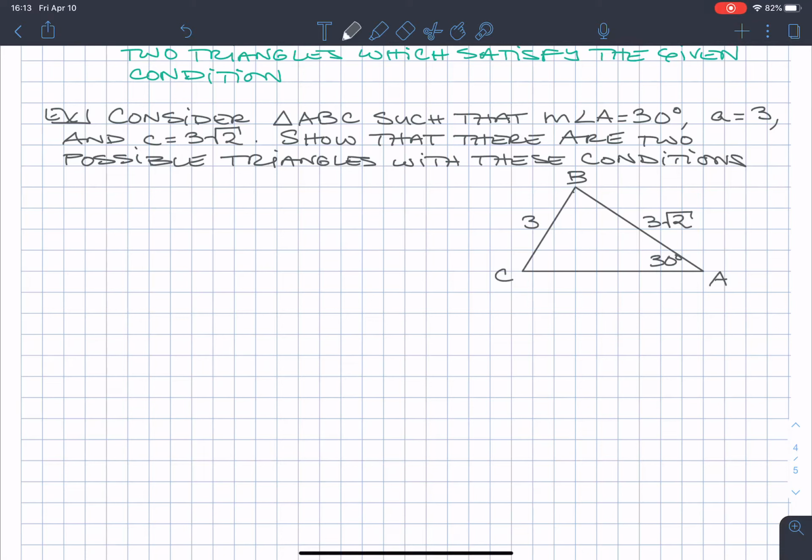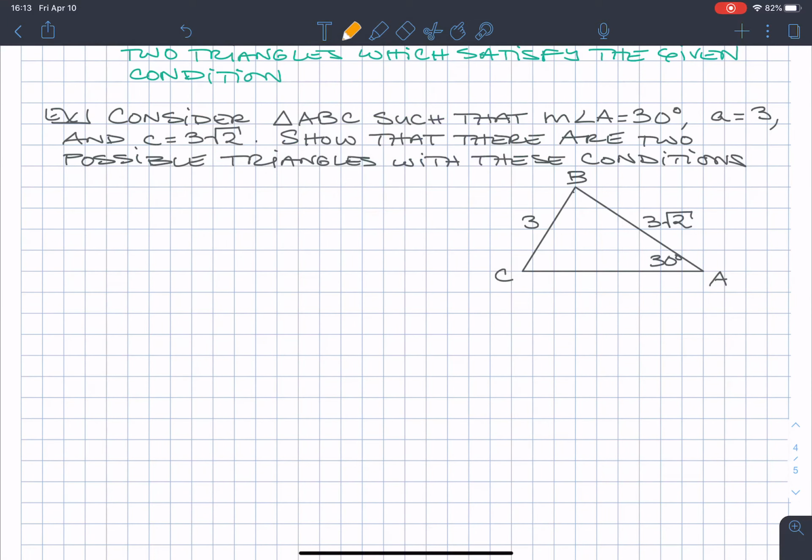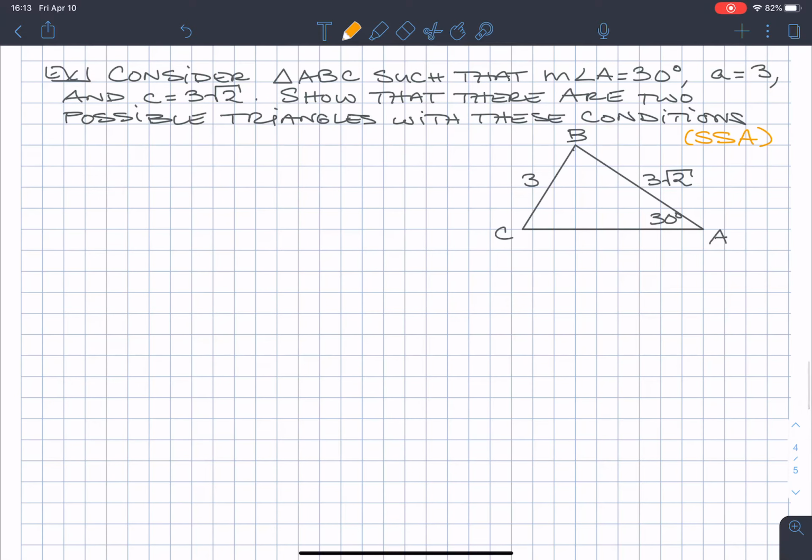Okay, so notice this is the case. What am I given here? I'm given side, side, angle. Do you agree it's first side A, side C, then angle A? And which were the two cases where the law of sines doesn't work? Side, angle, side, and side, side, side. So the law of sines will work here.